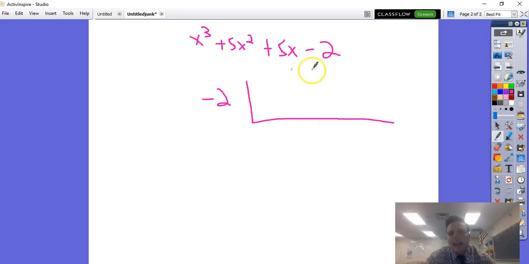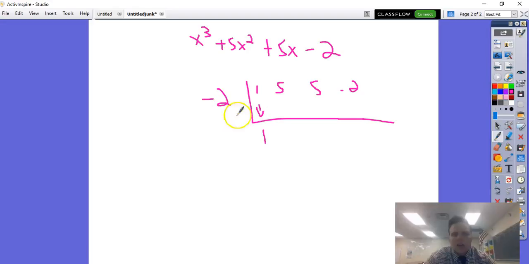All right, so now I open up my box. I write down my coefficients. So what is the coefficient on x cubed? 1. What is the coefficient on x squared? 5. Remember, we're going in descending order on the powers. So then I look for just x, which is another 5. And then negative 2. So now what I do is I carry down the first number always. All right, so now that's 1.